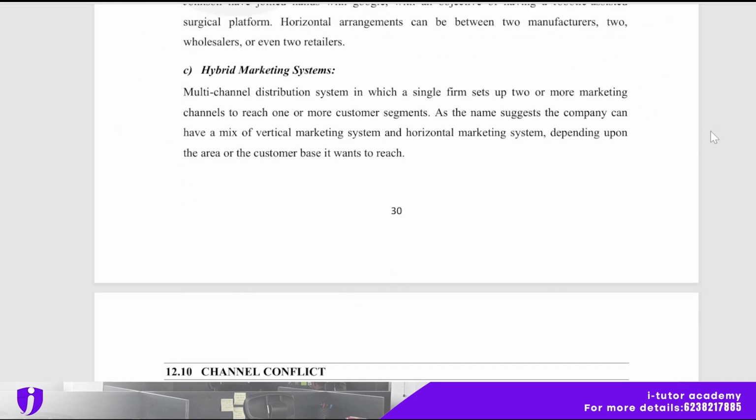Next is hybrid marketing system, a multi-channel distribution system in which a single firm sets up two or more marketing channels to reach one or more customer segments. As the name suggests, the company can have a mix of vertical marketing system and horizontal marketing system depending upon the area or the customer base it wants to reach.